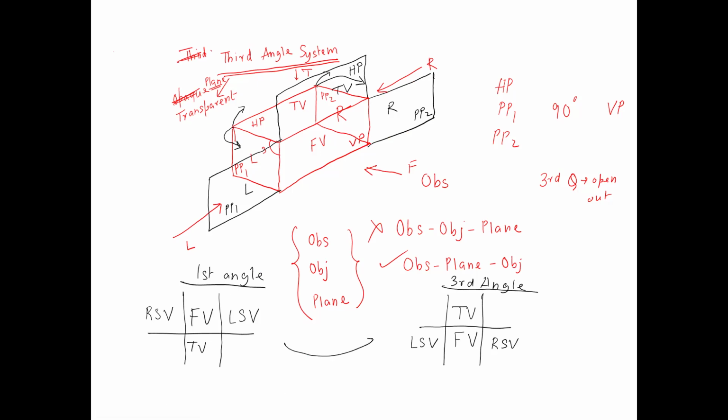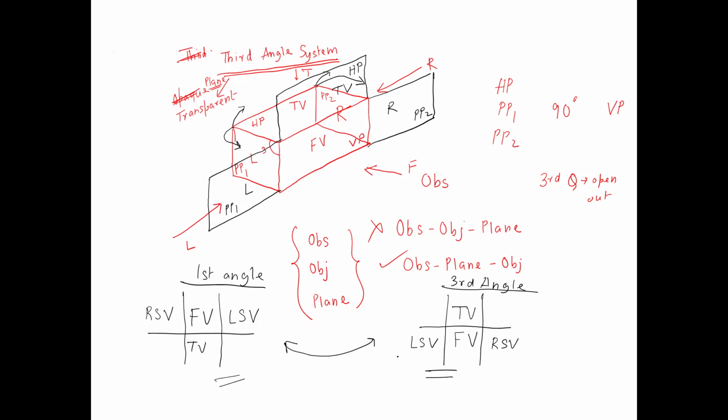So if you compare these two results, you will understand where exactly the difference lies between the execution of orthographic projection drawings following the first angle system and the execution of the same thing following the third angle system. This is the consequence of positioning the object in the first quadrant, this kind of relative positioning of the views. And this is the consequence of positioning the object in the third quadrant, this kind of relative positioning of the views.